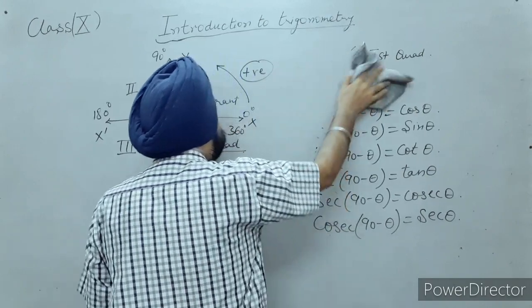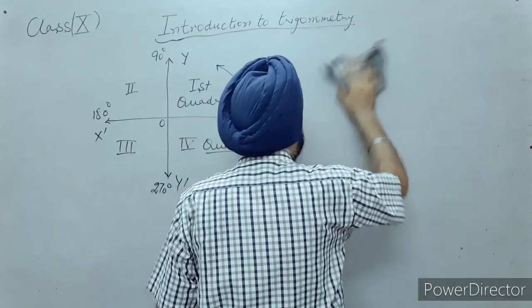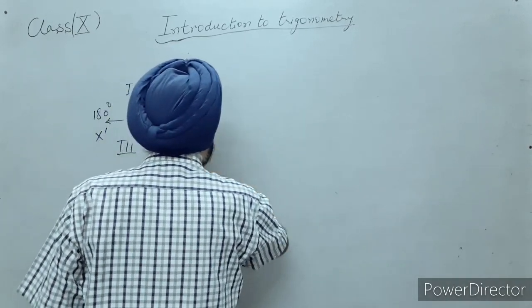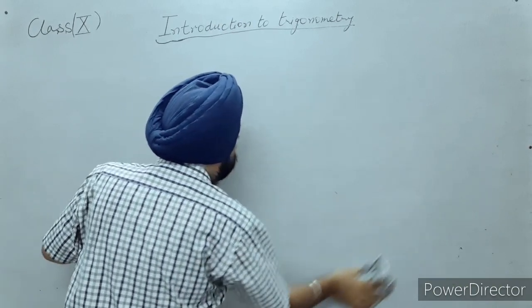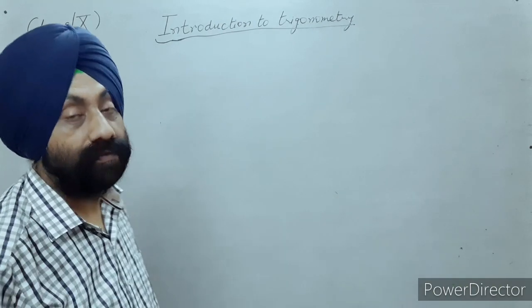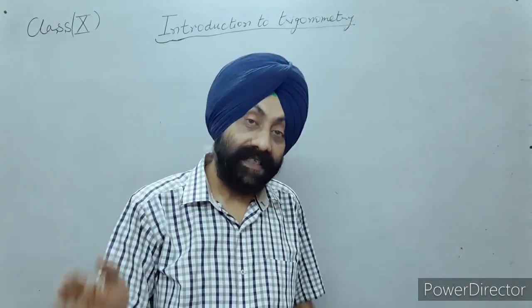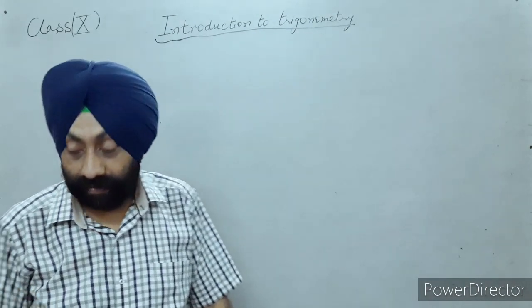We are to deal with the first quadrant in this class only. In 11th standard, we will study all the quadrants and how the sign changes as theta moves from the first quadrant to the second, then second to third, and third to fourth, in the anti-clockwise direction. There we will also study the clockwise direction, and how it affects the trigonometric ratios.